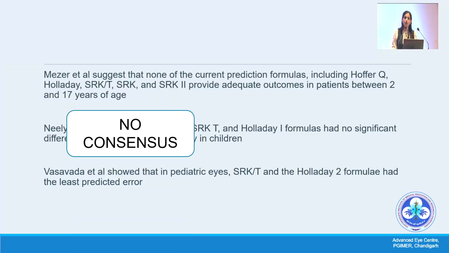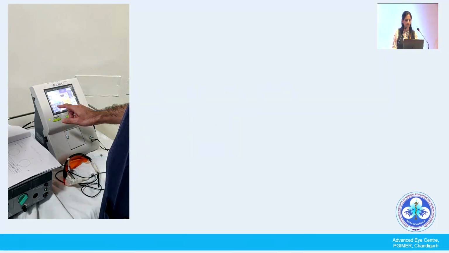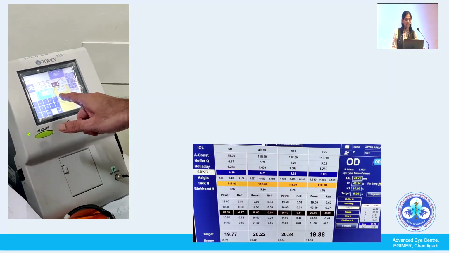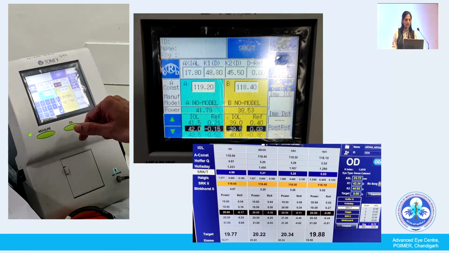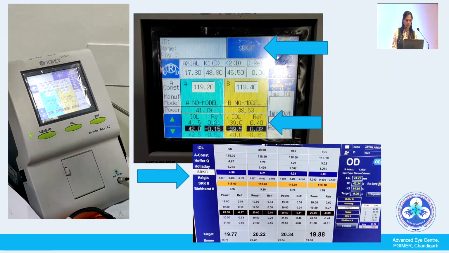So there's no consensus because we're using all adult formulas, but the IATS has used Holladay 2 and SRK-T. These are the two most commonly used, and they will give you the minimum error. Barrett Universal is also one formula that is giving us fairly accurate results, but there are no randomized trials in children using that formula. So you have the axial length and keratometry. You can choose and play around with the formulas that you have, look at the target refraction, and then decide what power you want to implant.